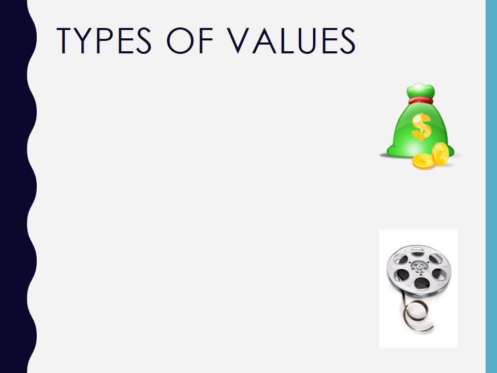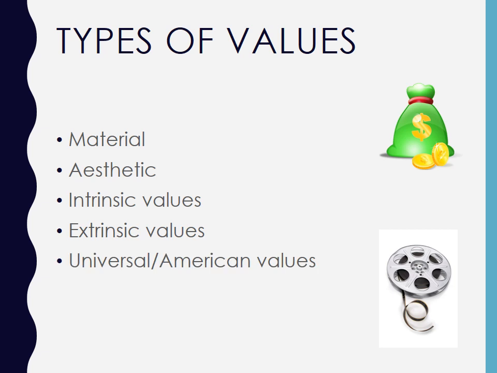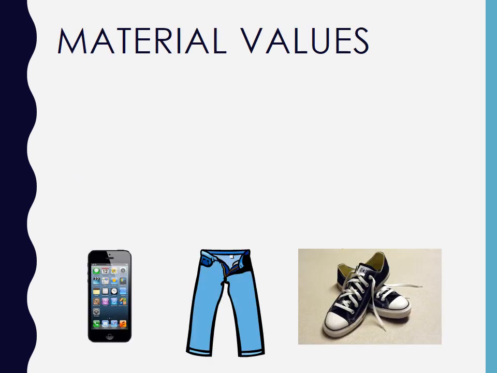Types of values. Material, aesthetic, intrinsic, extrinsic, universal, and moral. We will discuss each of the values individually on the upcoming slides. The first type of value is a material value.